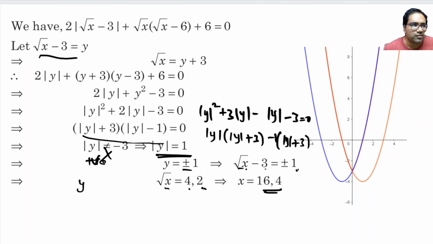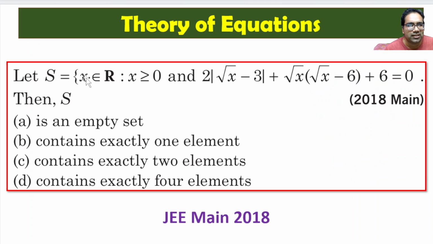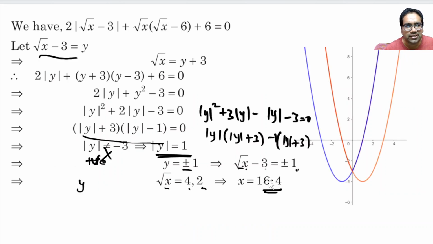What does that mean? Our set S is the set of x's which solve this equation. So we have two values of x that solve this equation, exactly two elements, right? Which are 16 and 4. Now, please let us look at this equation. This is important to understand the graphical significance also.